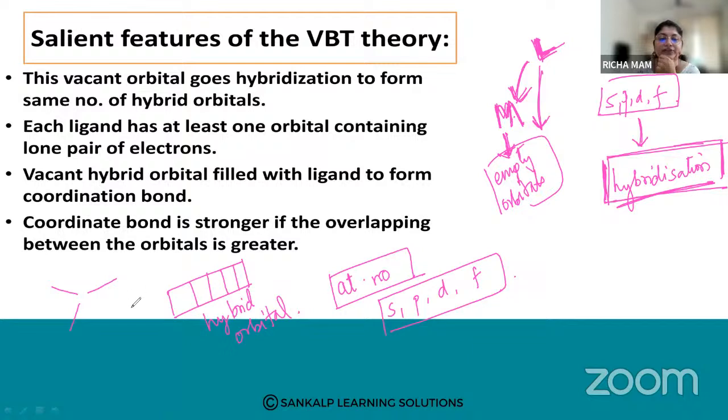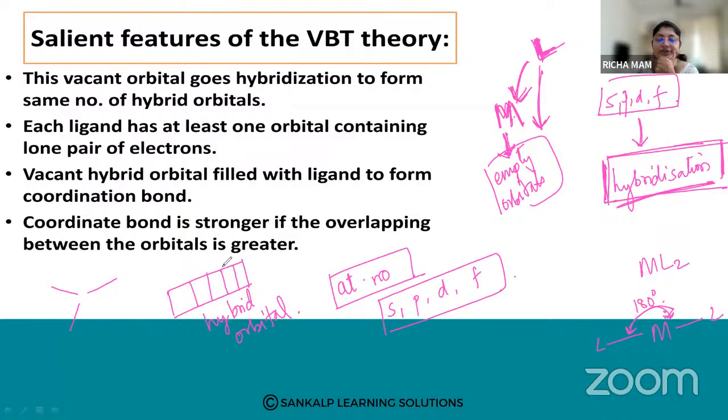Suppose we have two ligands. When the metal comes in contact with two ligands, the metal will be in the center, and the two ligands will be at the two corners, so that there is no repulsion between these two ligands. So it will have a proper spatial arrangement.